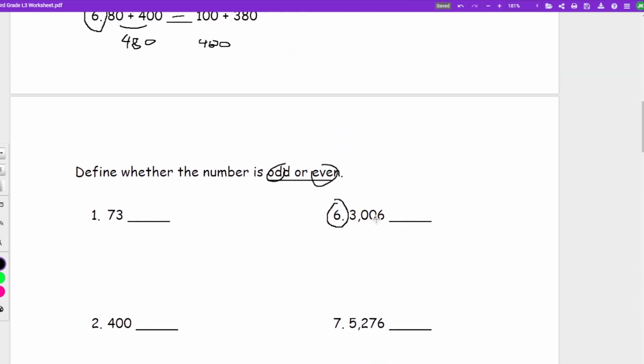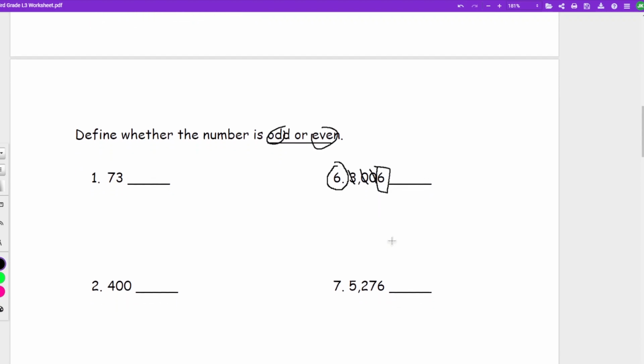I'm going to look at number 6 now. I don't care about this one, I only care about this last number. And is 6 divisible by 2? So let me check. 2, 3, and there are no remainders. So this number is even.